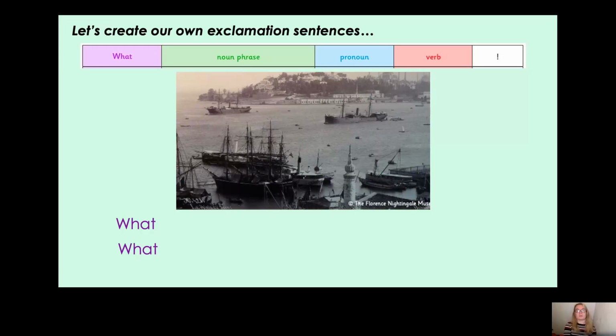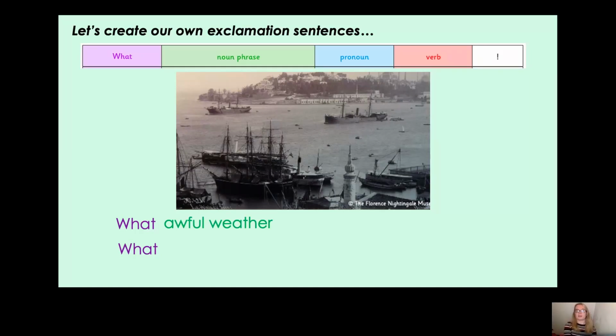So I'm going to use weather as my noun. And then what could I say about the weather? Remember, the sea was very rough. So the weather was pretty awful, wasn't it? So maybe I can write, what awful weather. There's my adjective awful and my noun weather.